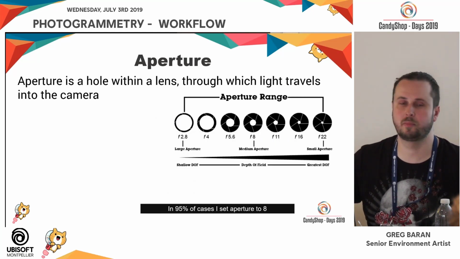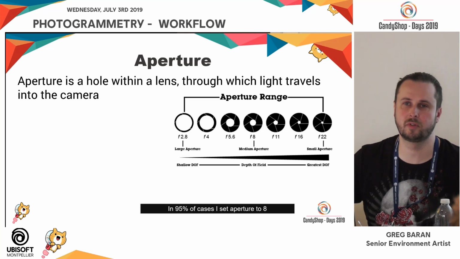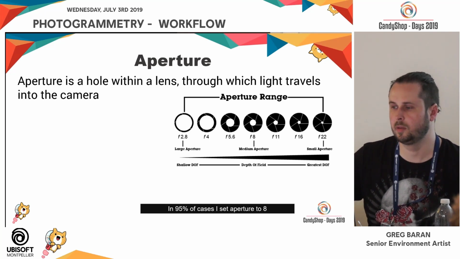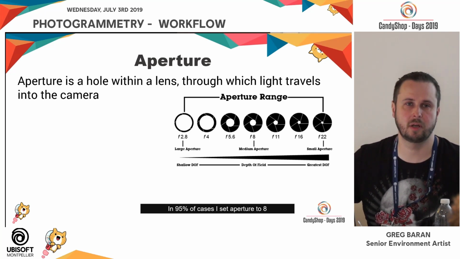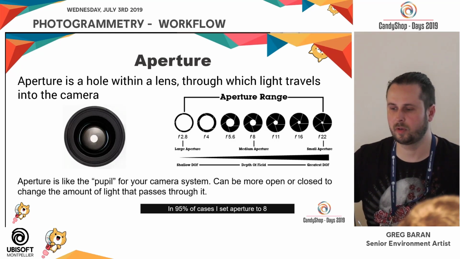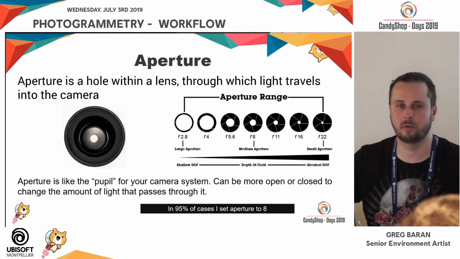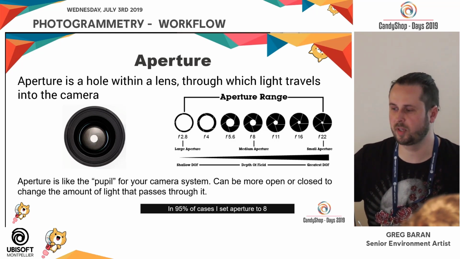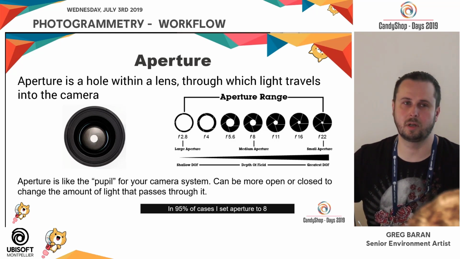And aperture is another setting for the camera, which is very, very important. This is the gap in the camera which allows light to get into the sensor. So it works as a pupil for the camera system and can be opened and closed.